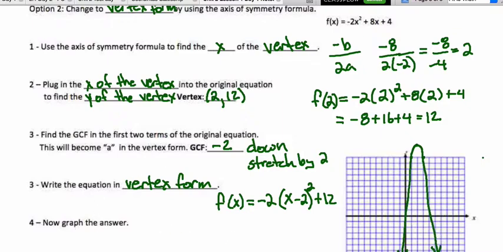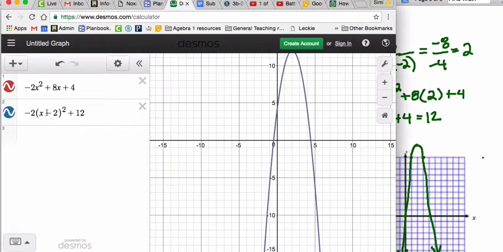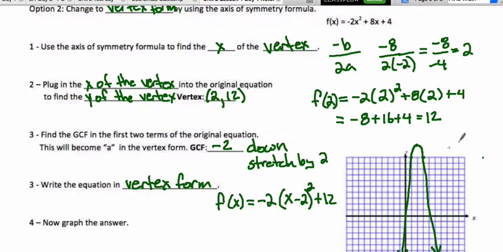Okay, I'll also graph this in Desmos to show you. Here is our parabola in vertex form, and then here it is as it was originally given to us, and they do fall right on top of each other, so it's the same equation, and that's just a good way to check when you're practicing these.